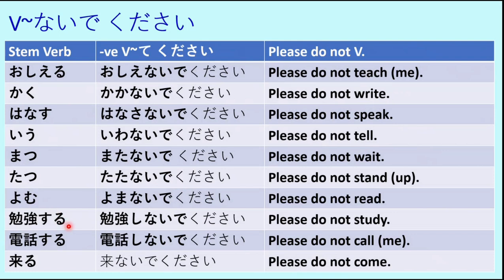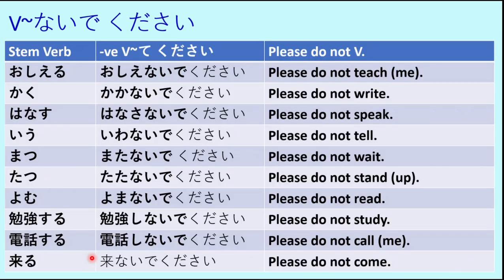Benkyou suru, benkyou shinai de kudasai. Please do not study. Denwa suru, denwa shinai de kudasai. Please do not call me. Kuru, konai de kudasai. Please do not come. So in this way you can form any of those negative request sentences.